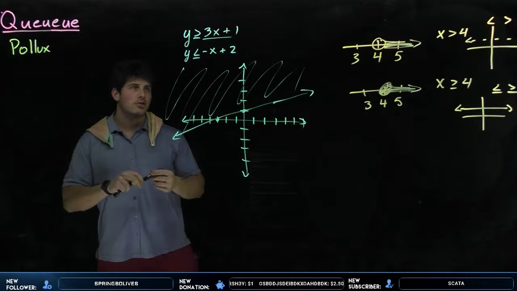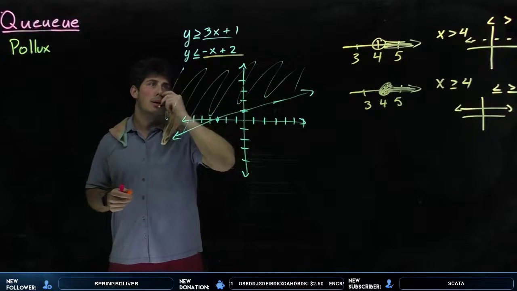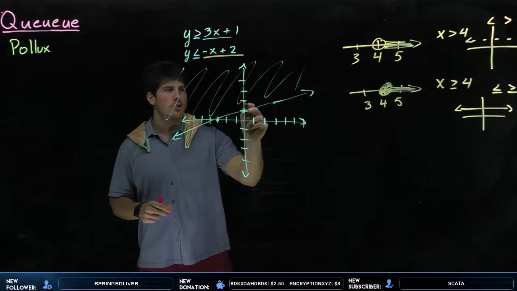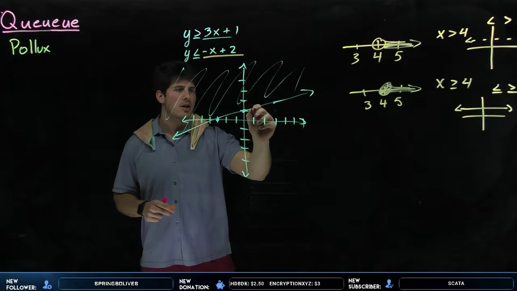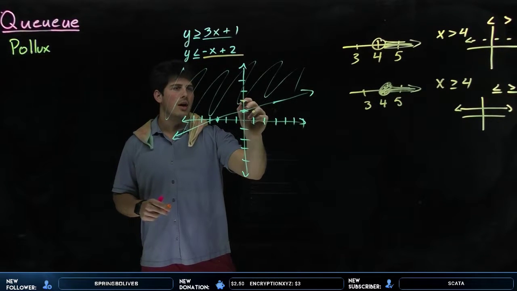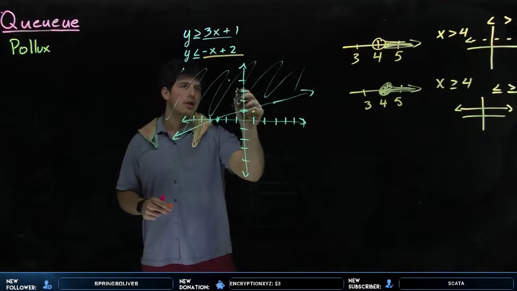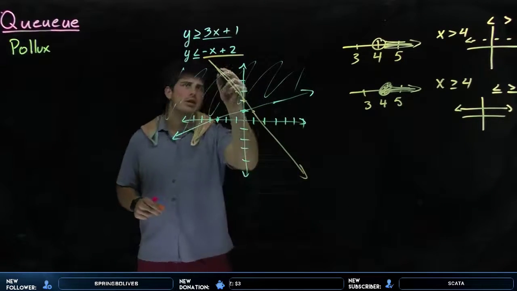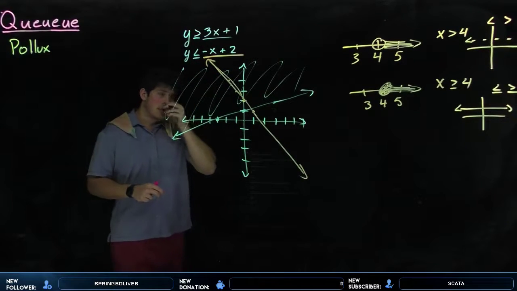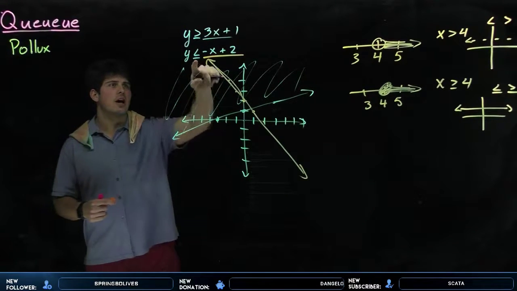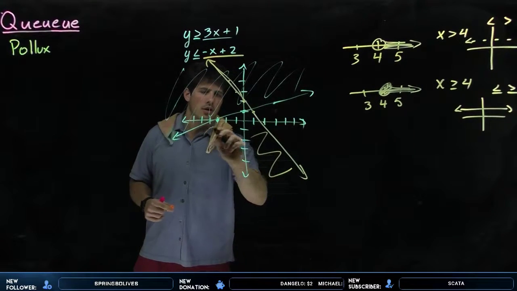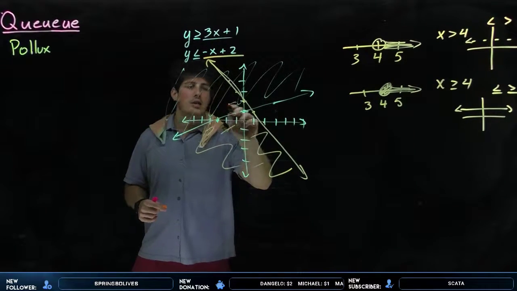All right, next I'm going to graph, and I'll do this in orange, negative x plus 2. So here I start there, and I'm going down at a slope of negative 1. So I'm here, here, here, here. That was a bad line. And for this, what I want is every value of y less than this. So that's everything in here as well, and even this part right here.